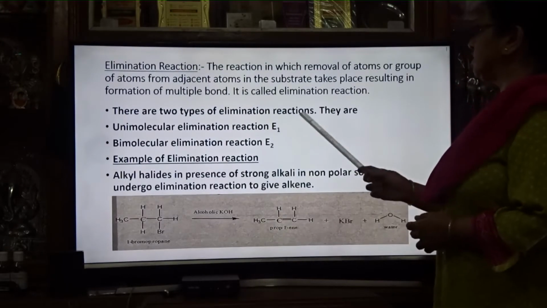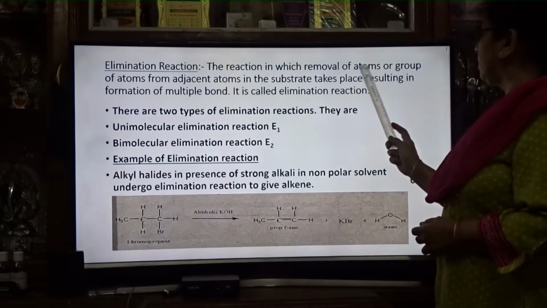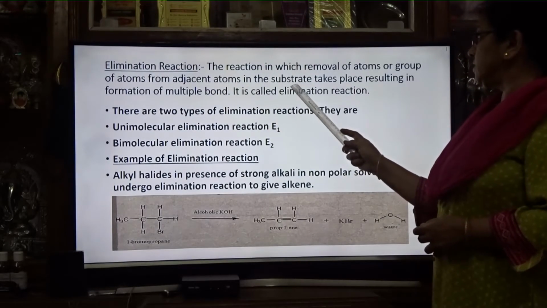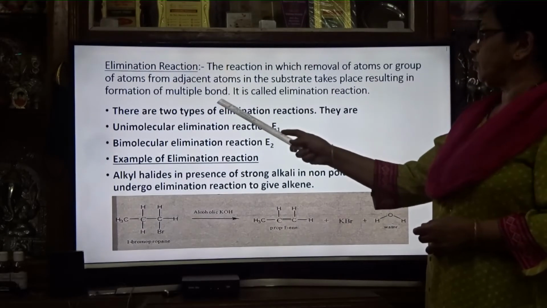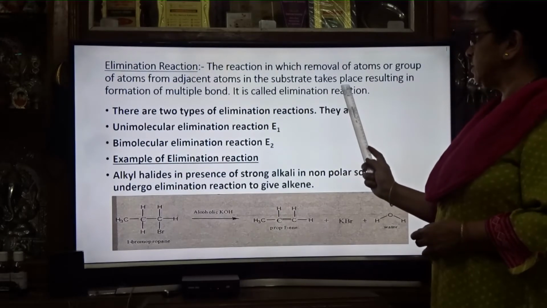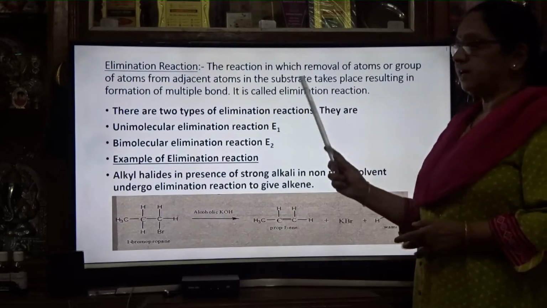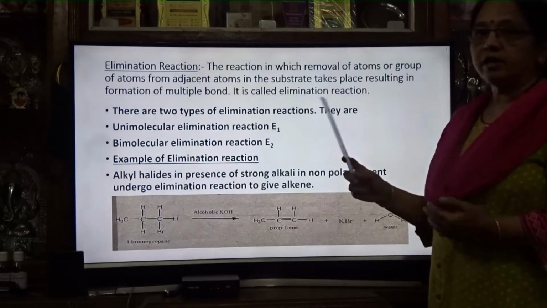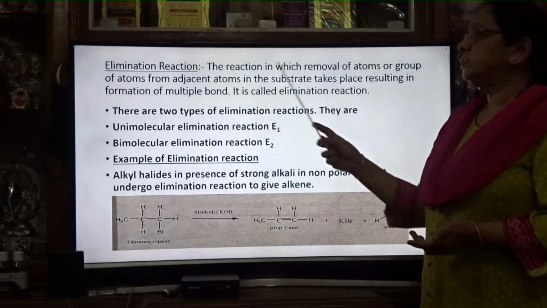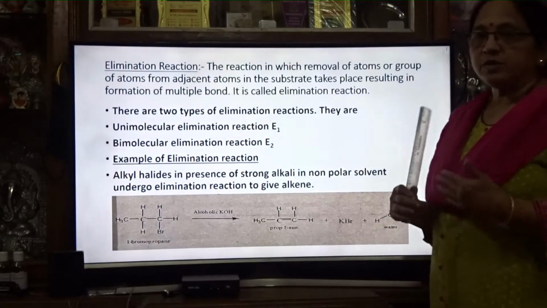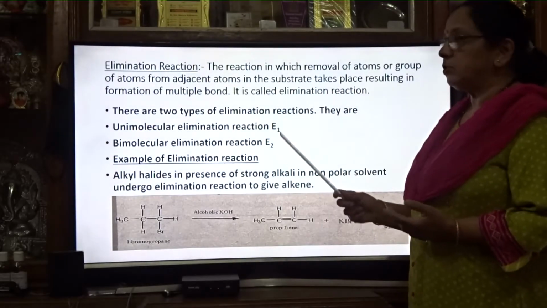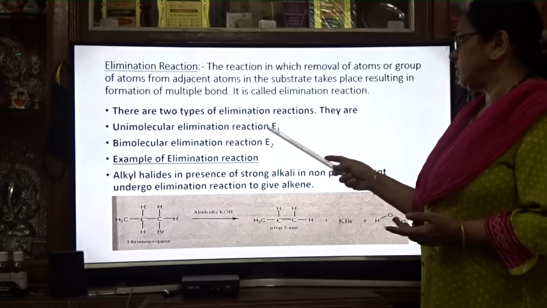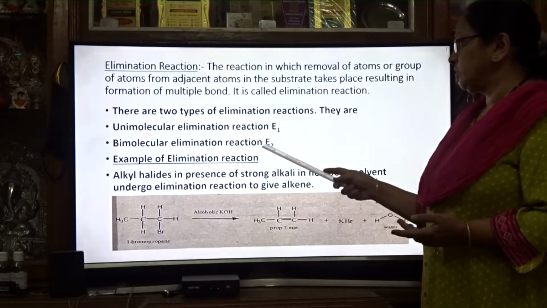Then elimination reaction. The reaction in which removal of atoms or group of atoms from adjacent atoms in the substrate takes place, resulting in the formation of a multiple bond, is called elimination reaction. From adjacent atoms some groups of atoms are getting removed and a double bond or triple bond is formed. That is known as elimination reaction. Elimination is removal of atoms or group of atoms. There are two types: unimolecular elimination reaction E1 and bimolecular elimination reaction E2.